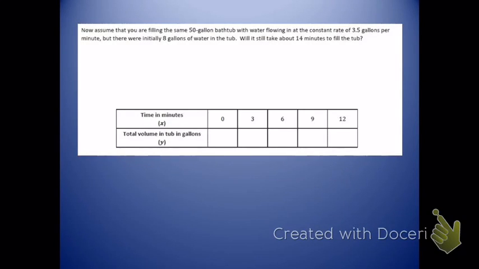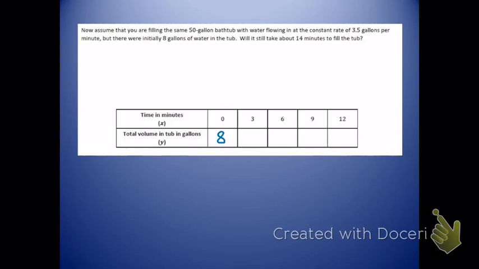All right, now we're going to assume that we're filling the same 50-gallon bathtub with water flowing at the constant rate of 3.5 gallons per minute, but there were already 8 gallons of water in the tub. So will it still take 14 minutes to fill the tub? Well, I hope not, because there's already some filled, so it should take less time. So let's look at that. And what I'd like to do is just start filling out this table and then write a rule for this equation as well, just so you can see what it would look like.